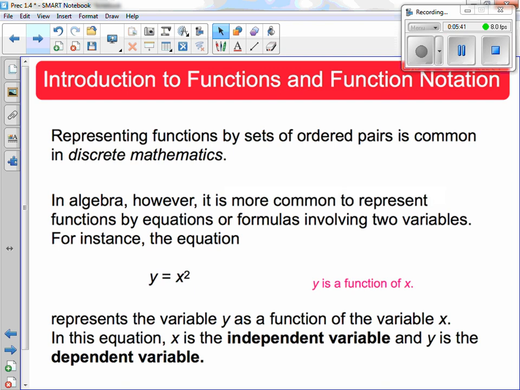Representing the function by sets of ordered pairs is common in discrete math. In algebra, however, it is more common to represent functions by equations or formulas involving two variables. For instance, this one here, y equals x squared. Y is a function of x. It's a quadratic, or U-shaped graph.